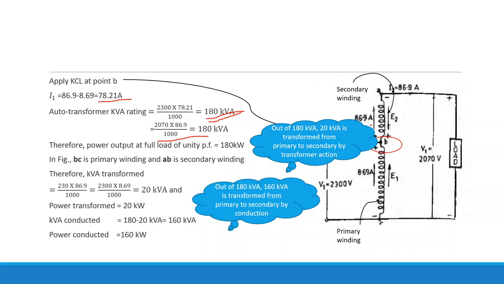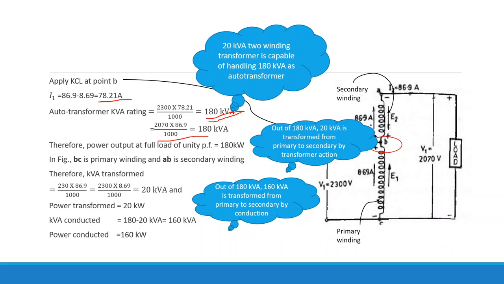160 kVA out of 180 is through conduction, and the rating is 180 kVA. So a 20 kVA transformer can be converted into either a 180 kVA transformer or a 220 kVA transformer. This is the outcome, our conclusion from this numerical. I think that things are clear to you. Okay, so you can solve the numericals in this way.